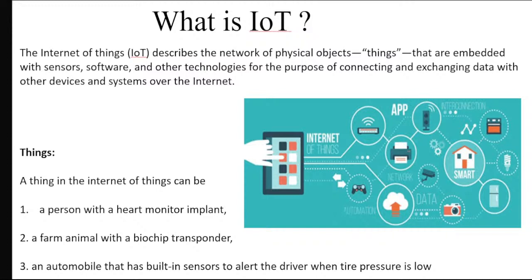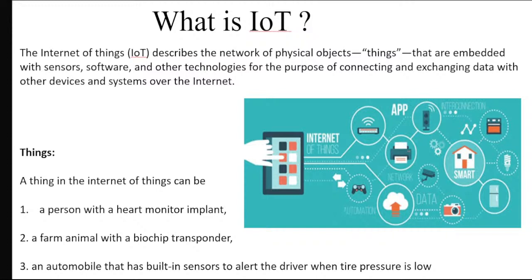So what can be the things? The things can be a person with a heart monitor implant or a farm animal with a biochip transponder. Suppose we are putting a heart monitor or a biochip on a farm animal, these are the things. Or an automobile that has built-in sensors to alert the driver when the tire pressure is low. So we can say that anything, we can put some sensors and some controller, and that data we can transfer through the internet. So that is called things.